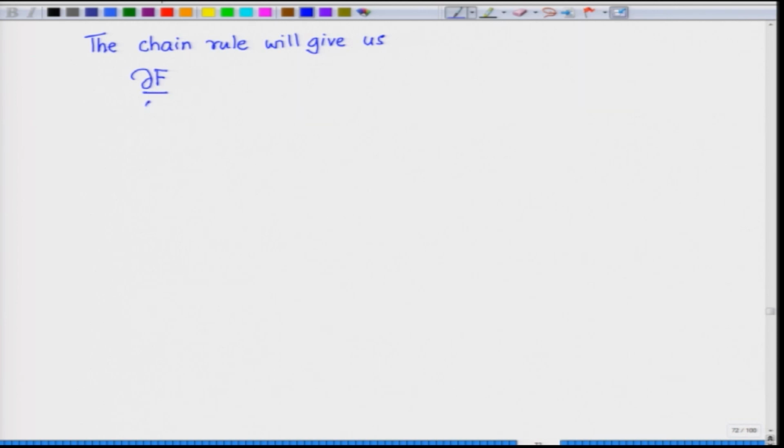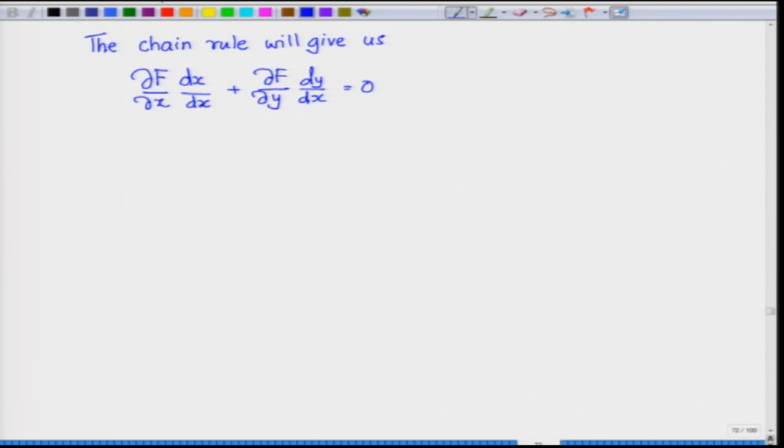Del f del x dx dx plus del f del y dy dx, and that is equal to 0. What have we actually done? How do we get such a chain rule? The idea comes from this.